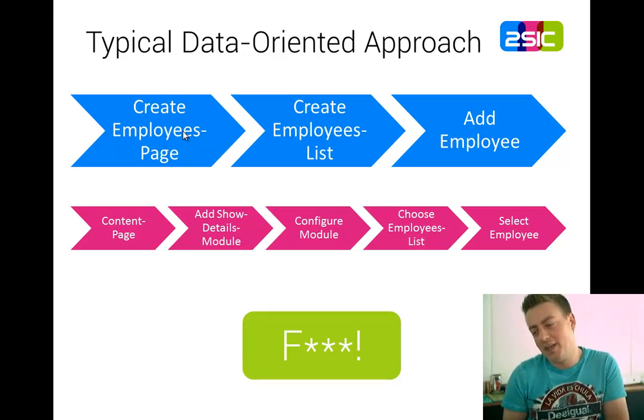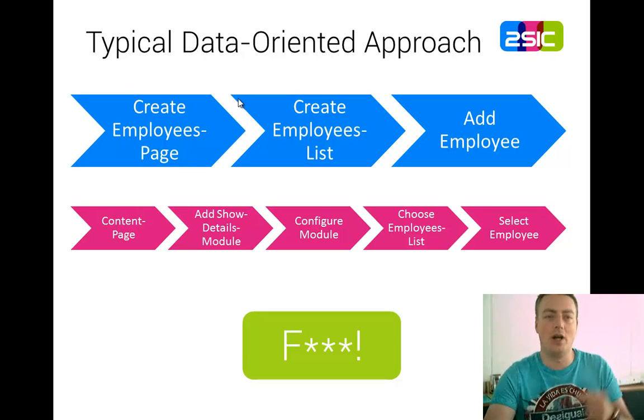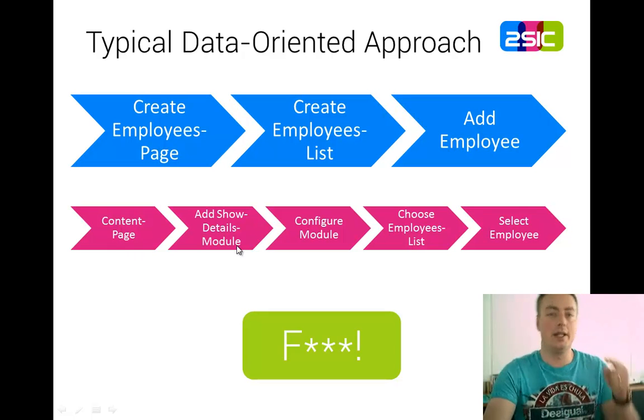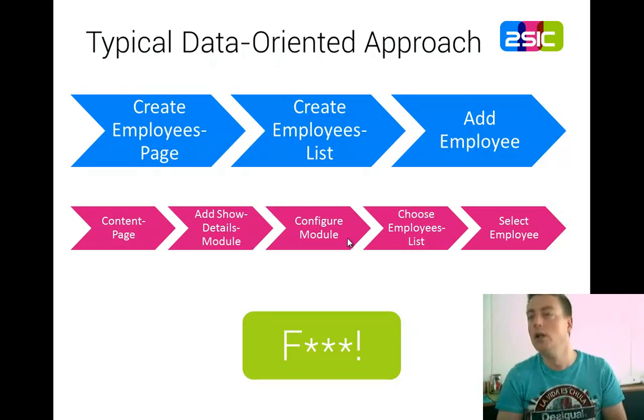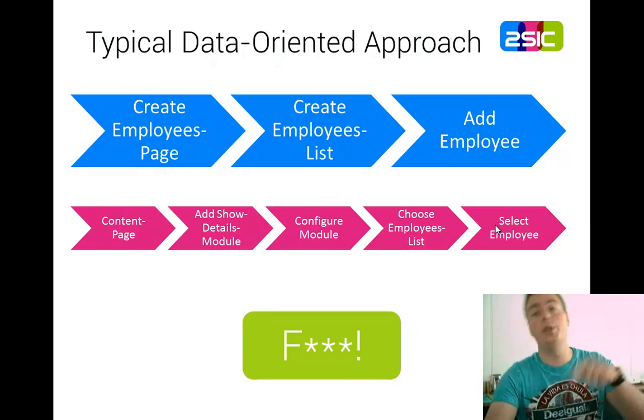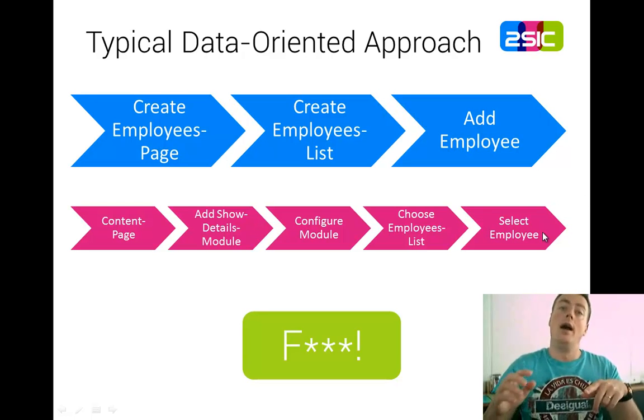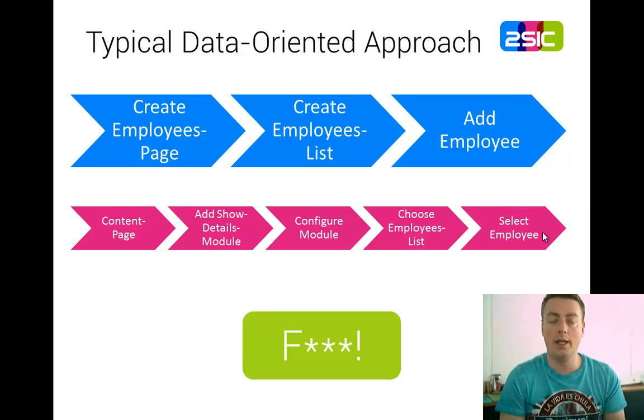And then it gets even nastier. Then you'd go to the content page itself. You'd say add module with details, blah blah blah. You would configure it to show an employee and not, for example, a product. And then you would choose which employees to show, and then you'd finally be done. And if you think about it, darn, that sucks.